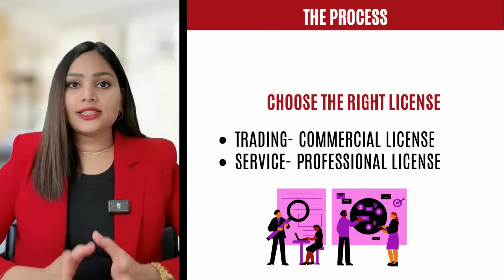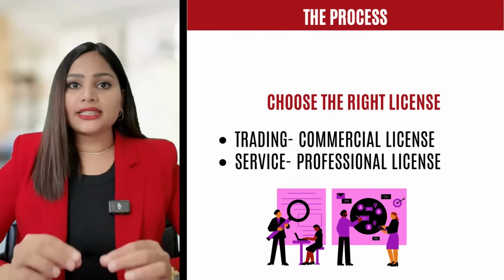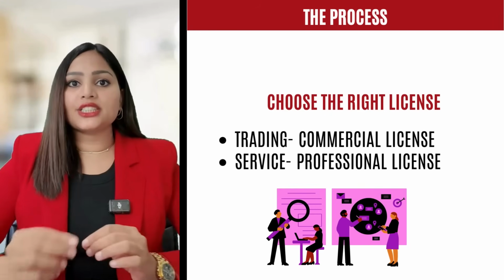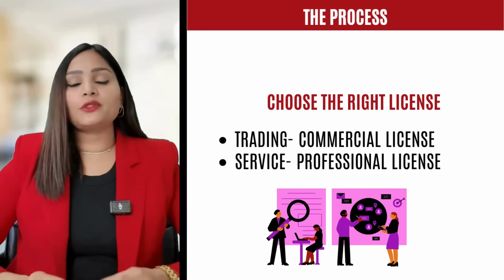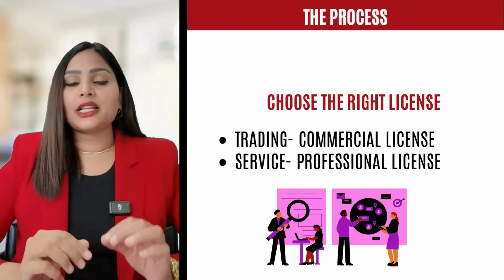After selecting the legal type, we have to find a business license. We have to choose the right license. If our activity is trading, we have to go for a commercial license. If it's a service, we have to go for a professional license. For that, we have to be very careful while submitting the application.